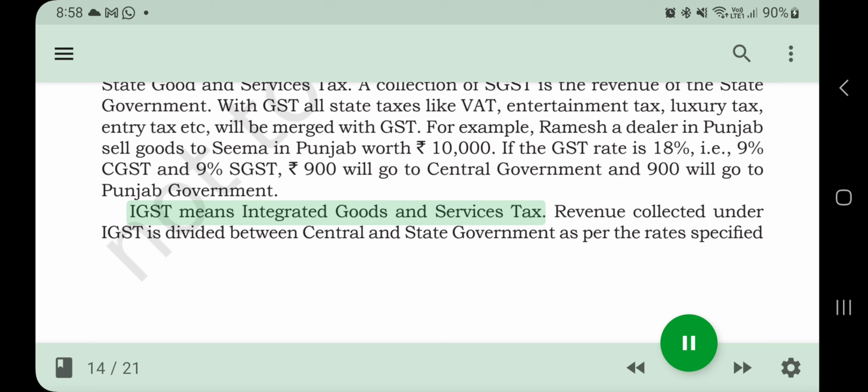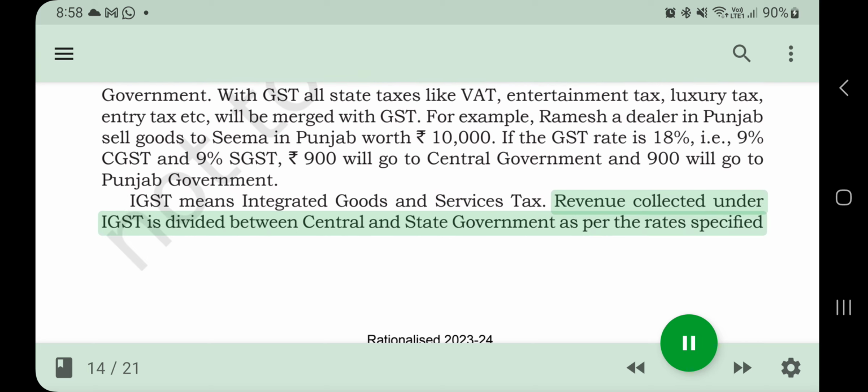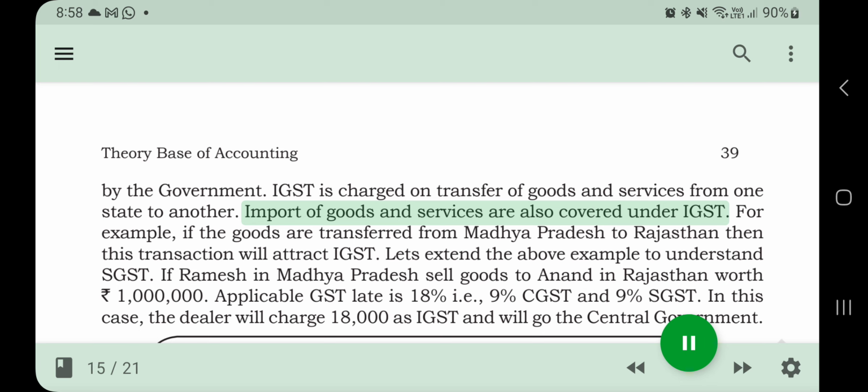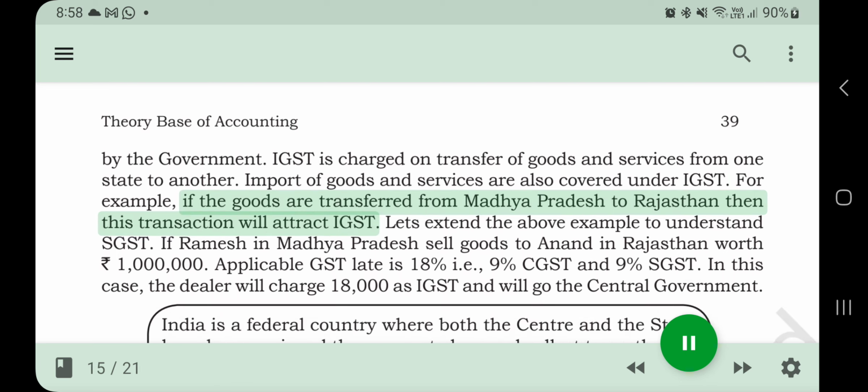IGST means Integrated Goods and Services Tax. Revenue collected under IGST is divided between the central and state governments as per the rates specified by the government. IGST is charged on transfer of goods and services from one state to another. Import of goods and services is also covered under IGST. For example, if goods are transferred from Madhya Pradesh to Rajasthan, then this transaction will attract IGST.